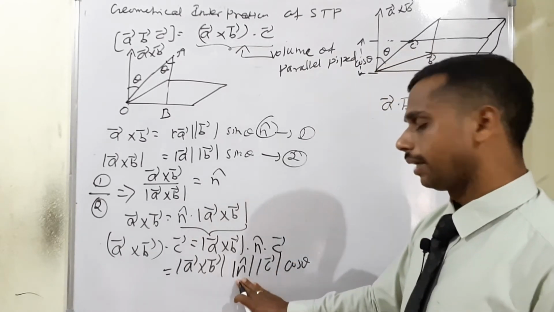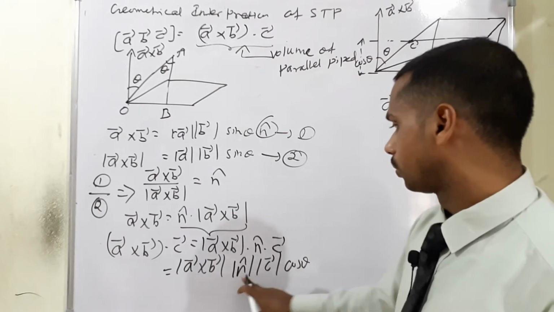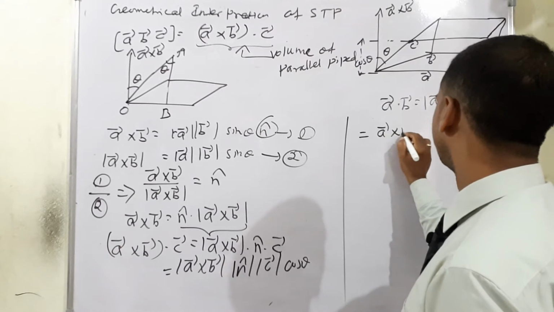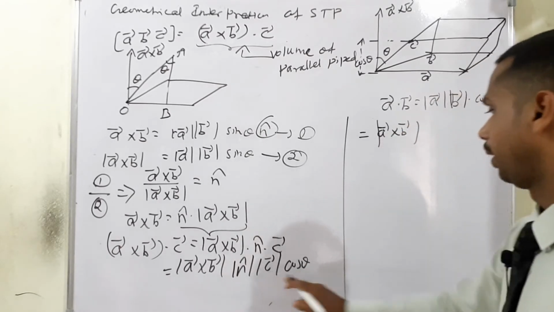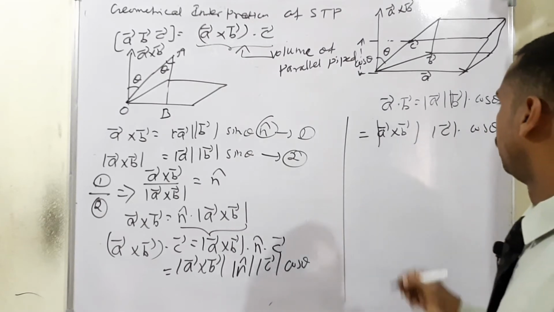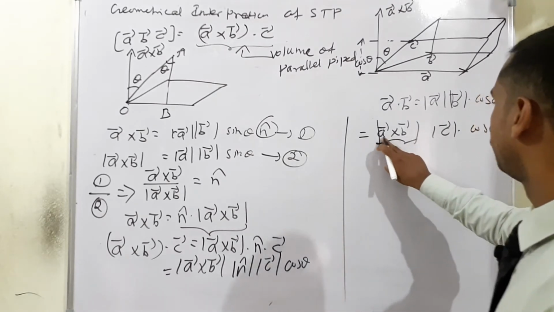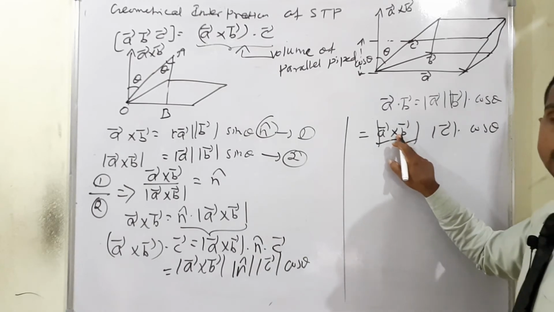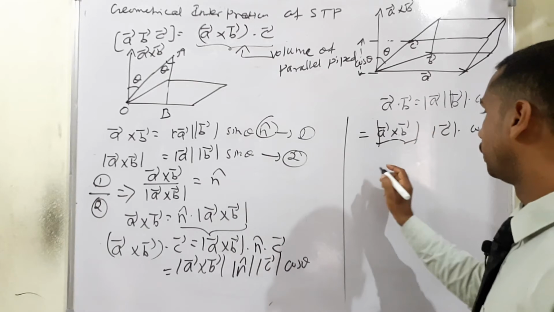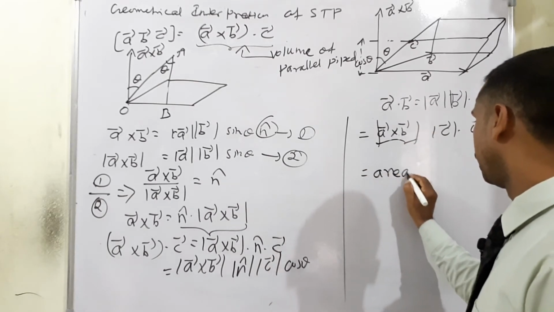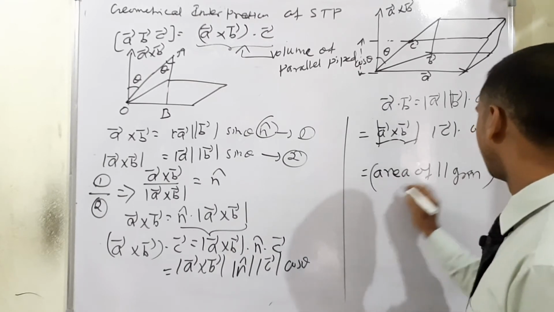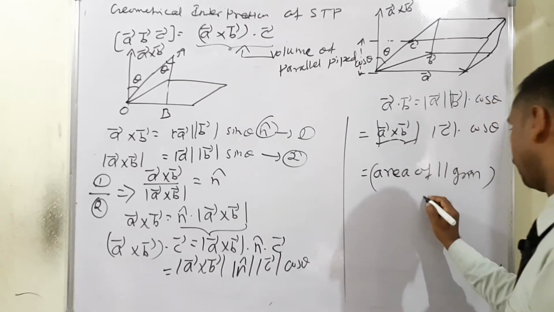We know the modulus of a unit vector is one, so we can write only one. Remaining is the modulus of A vector cross B vector, then modulus of C vector into cos theta. We already know the modulus of A vector cross B vector is the area of the parallelogram, because each face here is a parallelogram of the parallelepiped. So we can write this is the area of the parallelogram into another term, modulus of C vector.